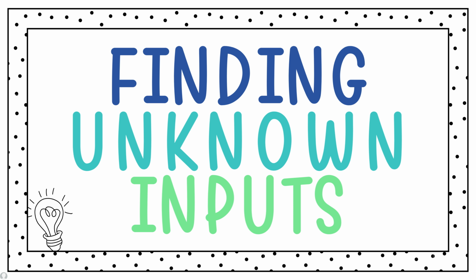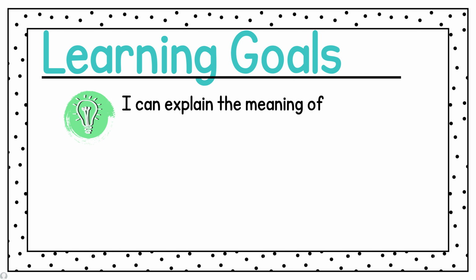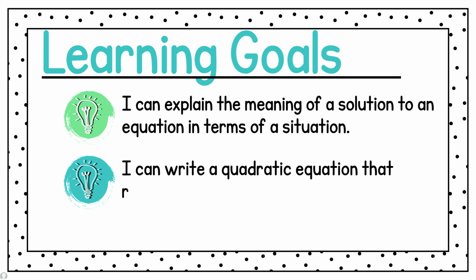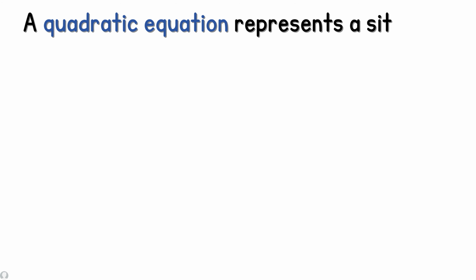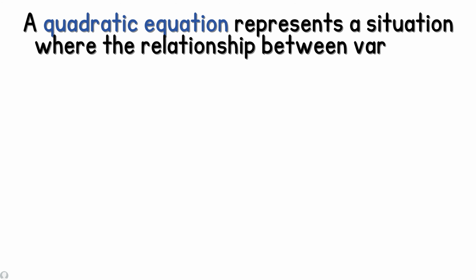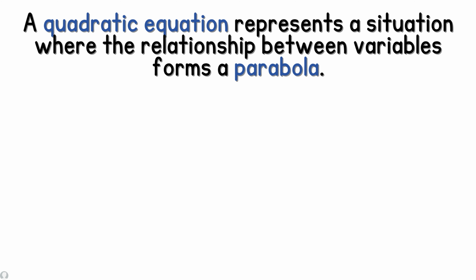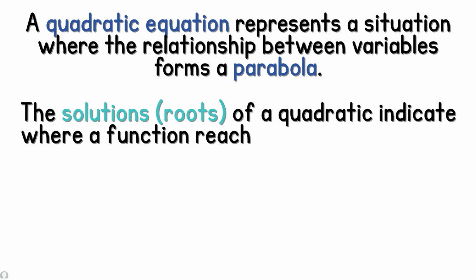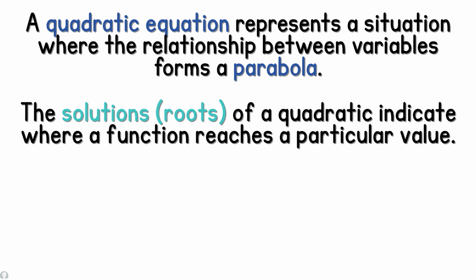Finding unknown inputs. In this video, you'll learn how to explain the meaning of a solution to an equation in terms of a situation. You'll also learn how to write a quadratic equation that represents a situation. A quadratic equation represents a situation where the relationship between two variables forms a parabola. The solutions, or roots, of a quadratic indicate where a function reaches a particular value.